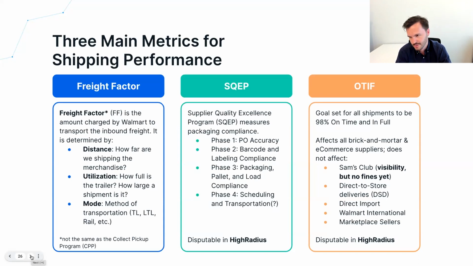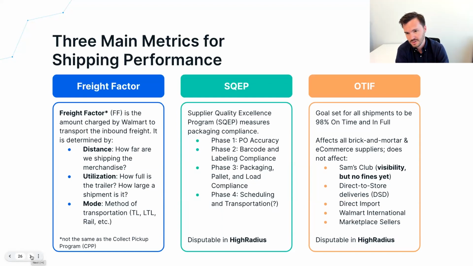SQEP, or a lot of people call it SQEP, is the Supplier Quality Excellence Program. That is measuring packaging compliance. Packaging, I would say, is the closest word that we can get whenever we're talking about what SQEP is measuring.